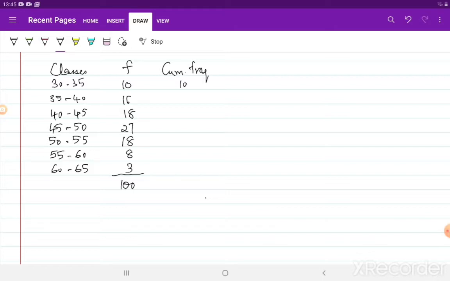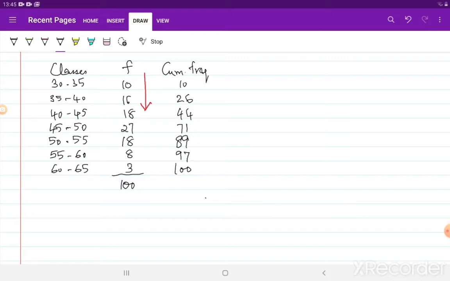So for cumulative frequency, I am using the less than cumulative frequency, which means the number of observations less than 35 is 10, number of observations less than 40 is 10 plus 16, 26. Number of observations less than 45 will be 26 plus 18, which is 44. 44 plus 27, which is 71. 71 plus 18 is 89. 89 plus 8 is 97. And 97 plus 3 is 100.